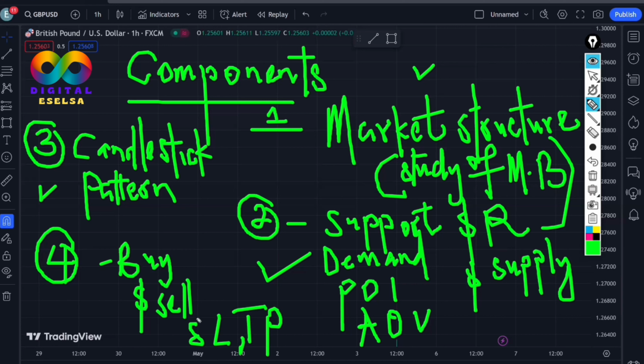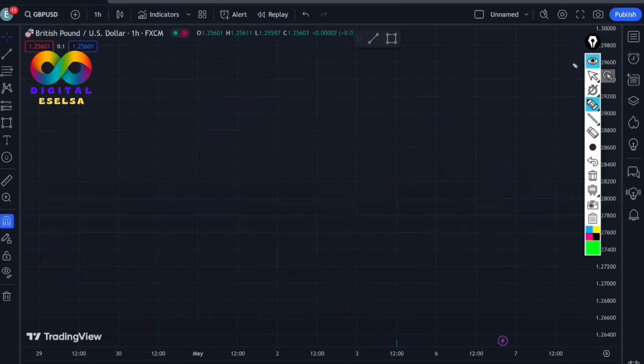All these things are the next thing, but you must get your market structure correct, get your support and resistance correct, get your candlestick pattern correct, before you talk about buying and selling. So that is it. First of all, I already discussed market structure, so I'm not going to emphasize it so much. You already know what market structure is. MS, market structure.